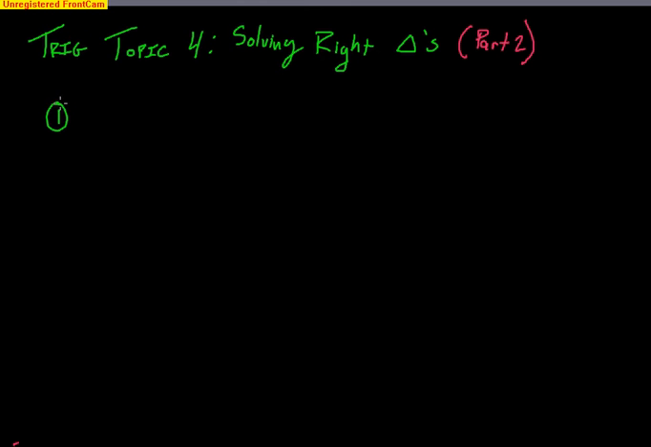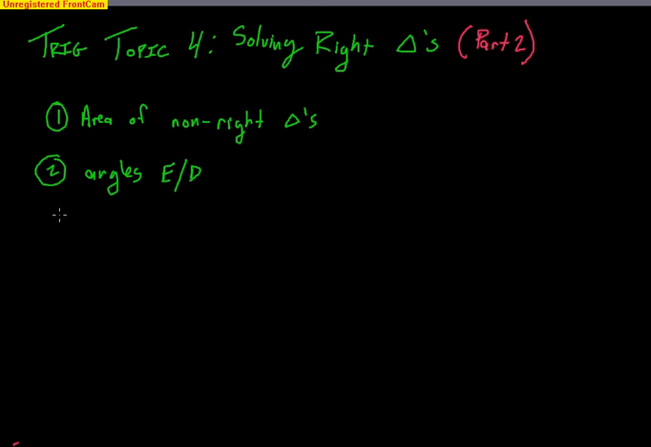The first application we're going to talk about is the area of non-right triangles. And you might be saying, well, wait a minute, I thought this was about right triangles. We're actually going to use right triangles to help us find the area of non-right triangles. The second application we're going to use is angles of elevation and angles of depression. So we've got to do a quick review about that, and use E for elevation, D for depression.